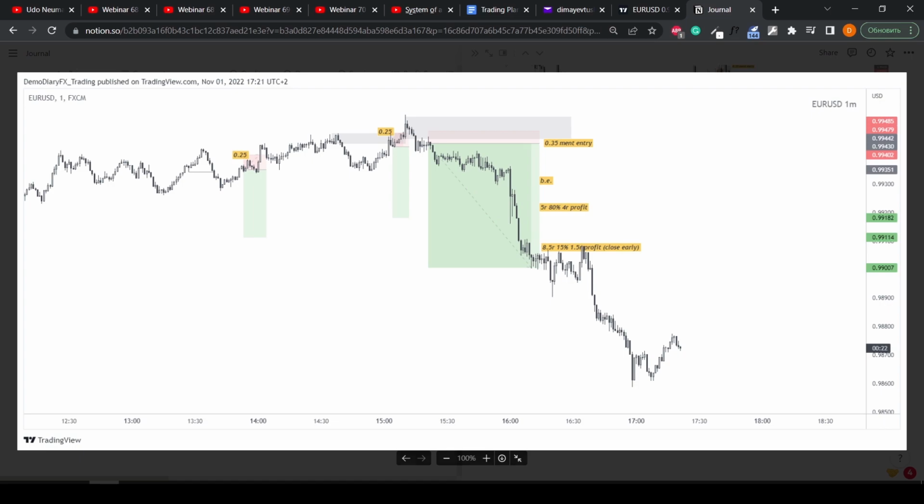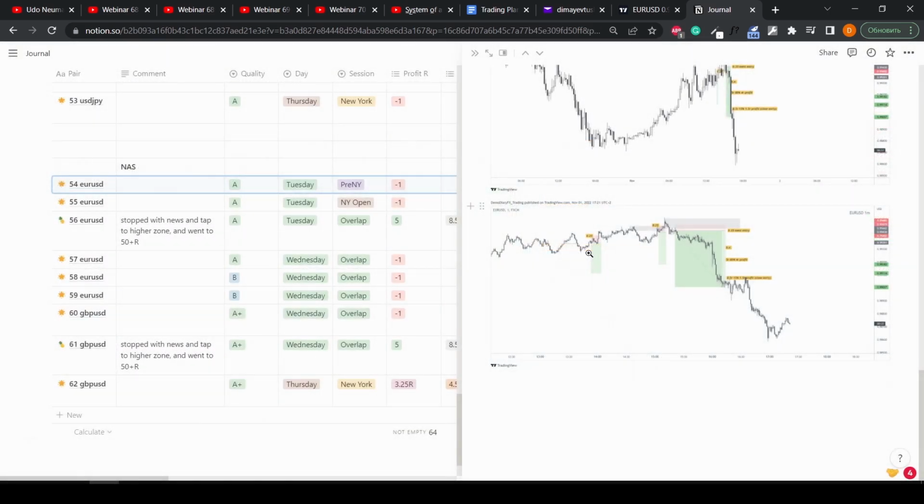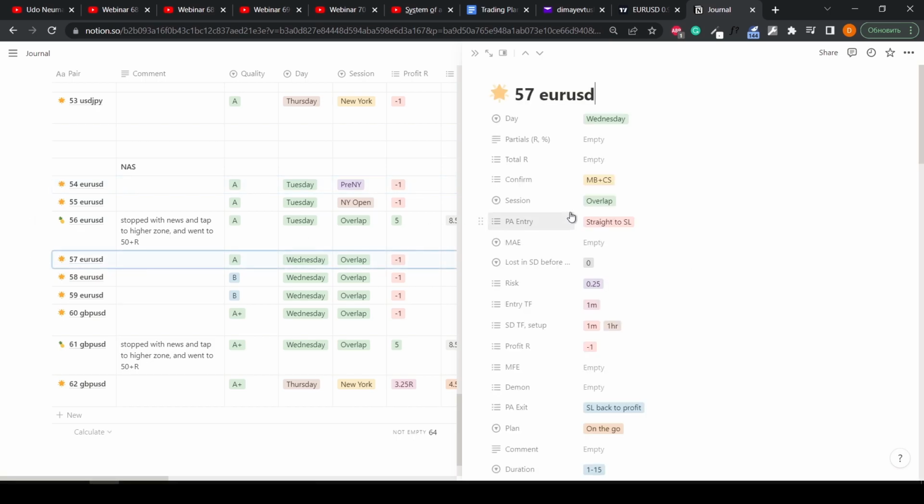I had a good trade here with break even at this point, 5R partial, 80% of position here, and then 8.5R here. And you can see I wrote close early partial too. I don't know, maybe it was news or something I didn't like, but it went to my ultimate target of 10R eventually. So this is the first zone, and basically I treat this setup as a quality setup.